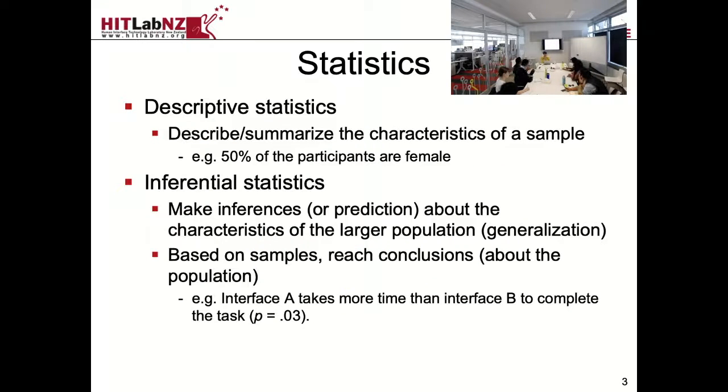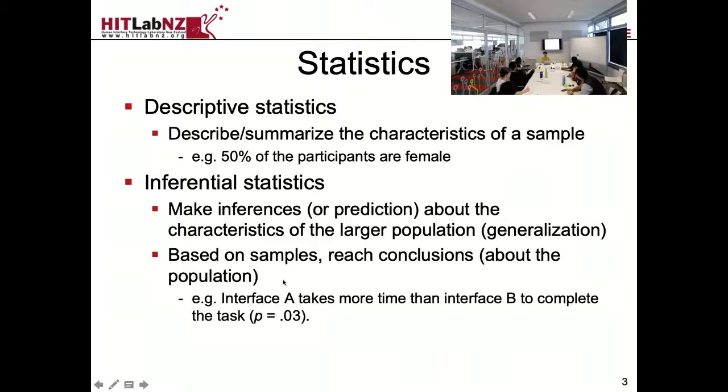As I mentioned before, descriptive statistics just shows some central tendency of the samples, which is the mean value, median value, and mode. It just summarizes the characteristics of the sample. On the other hand, inferential statistics makes inferences, or we could say a prediction, about the characteristics of the larger population based on the given sample data.